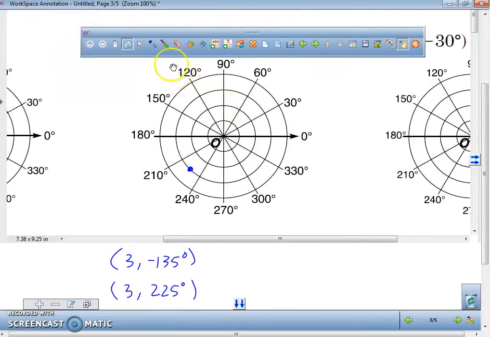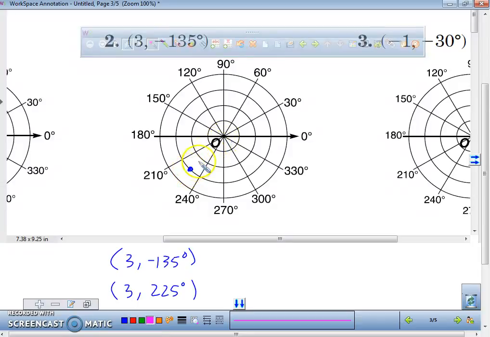Okay. Now, I'm going to change colors here to see if you guys understand what I could do to get there. Right here, if I am at a positive 3 here, if I go across the origin to the other side right here, that actually places me at a negative 3. Okay? So if I move this from positive 3 to negative 3, I would be going across the origin.